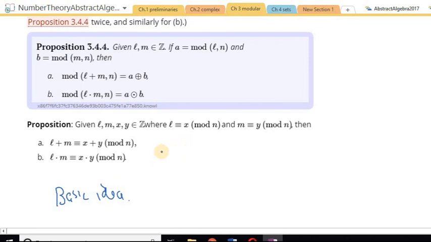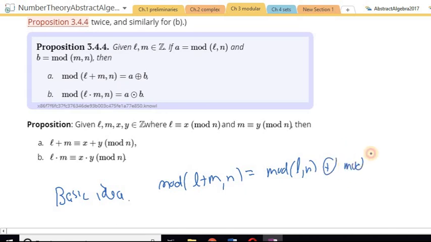All right, now if we're going to use it twice, and you look at how proposition 3.4.4 works, we probably want to apply it on the left-hand side and on the right-hand side. So if we apply it on the left-hand side, we would have mod of L plus M, n, is equal to A plus B. But let me just write in what A and B are. This is mod L n plus mod M n. Okay, so that's 3.4.4.